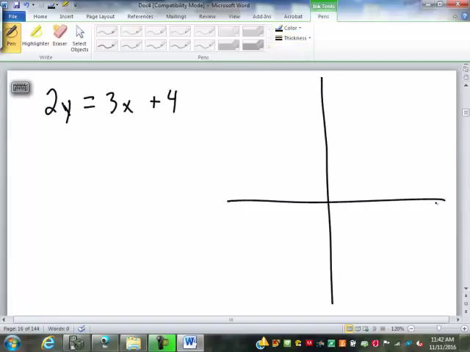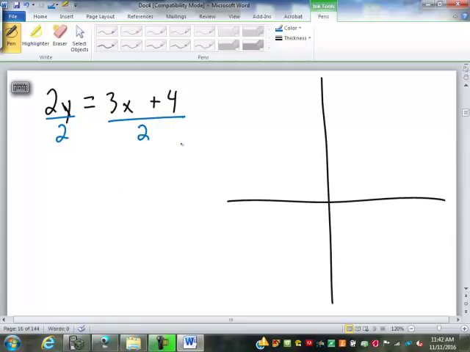What looks different about this one? Yeah, y is not by itself. It's times 2 here. So we have to get y by itself to graph this. It has to be in that form, y equals. So to get y by itself, if it's being multiplied by 2, we're going to have to divide by 2.